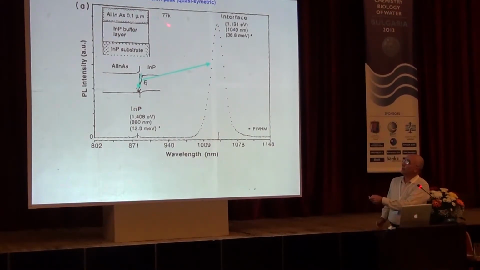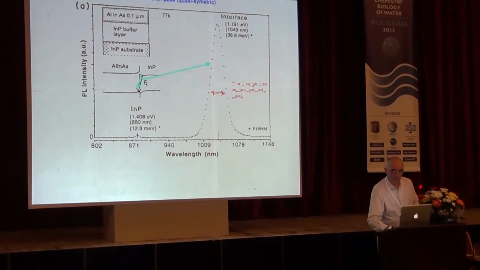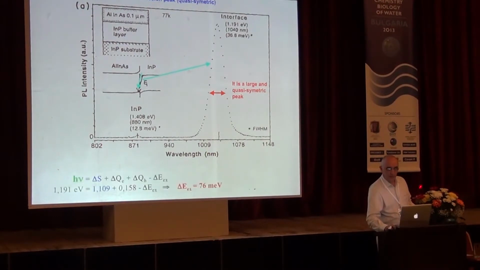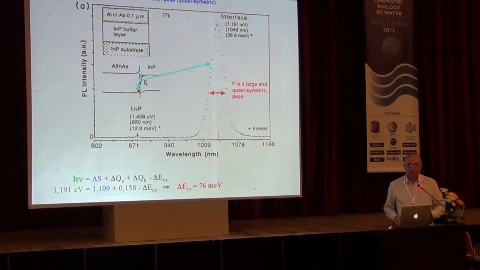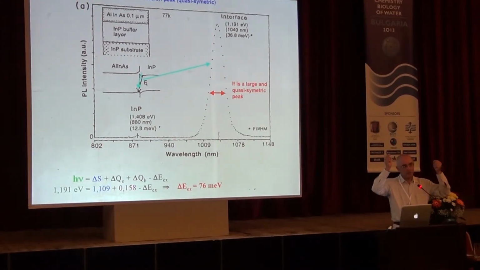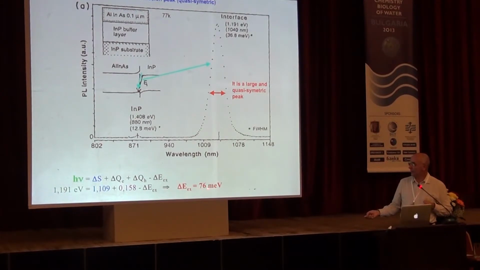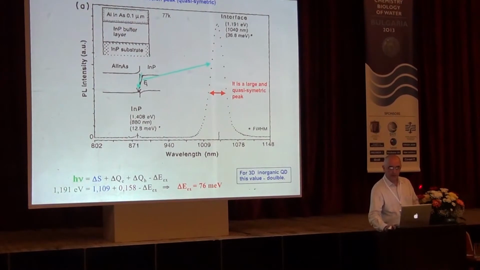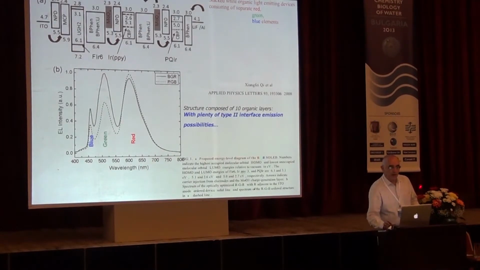In this case, the emission peak is quasi-symmetric. Note that this is a very low temperature. It is quasi-symmetric and a very intense peak. And the calculation for the exciton, meaning the attraction between the electron and the hole, is about 76 millielectron volts. And for a 3D system, meaning the core-shell system for quantum dots, it is much higher, double this value.